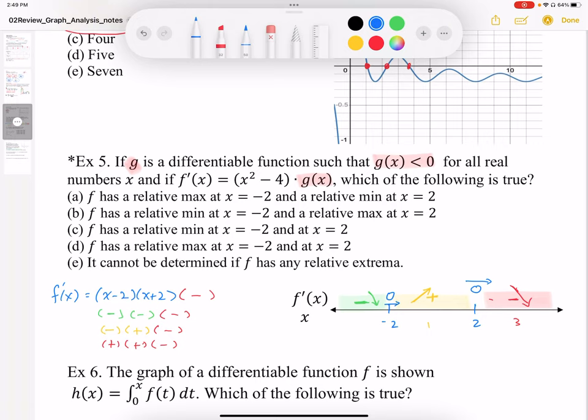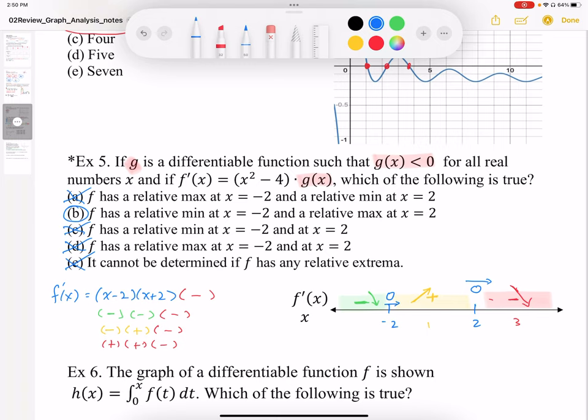So then we can see which one works for this. So relative max at -2, min at +2. Well, that's not true. Okay, min at -2, max at 2. Well, that seems to be true. We'll just check the other ones. Min at -2 and 2, not true, because this is a min and a max. Max at both, no, again, that's not true. And since we can determine it's B, we're not going to select E, so the answer is B.